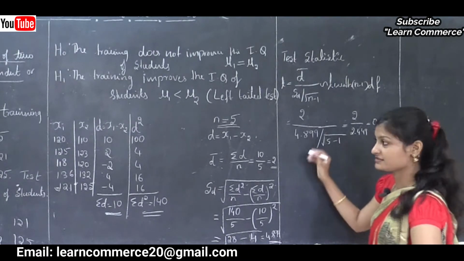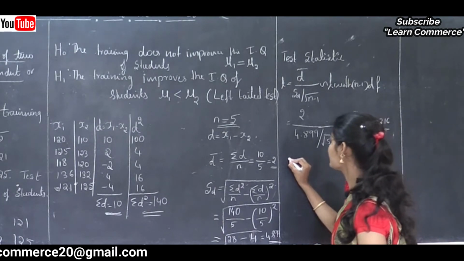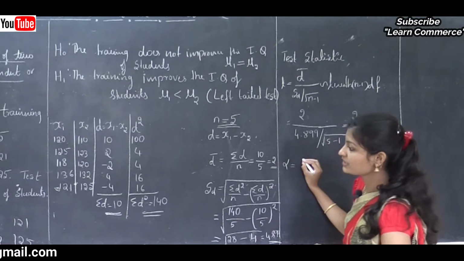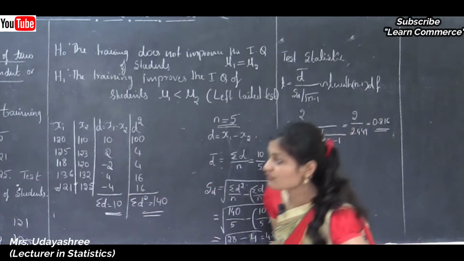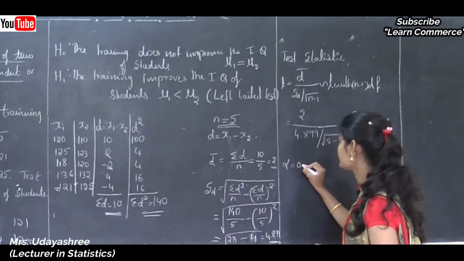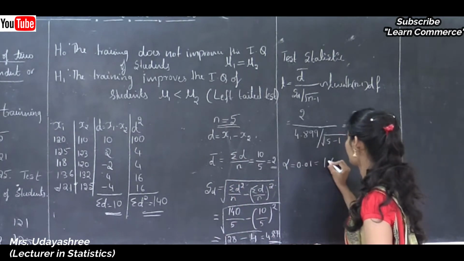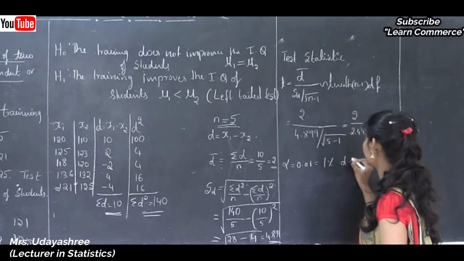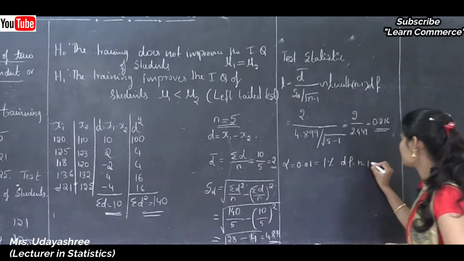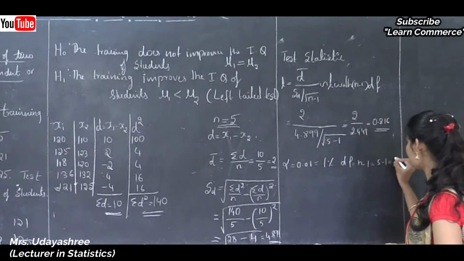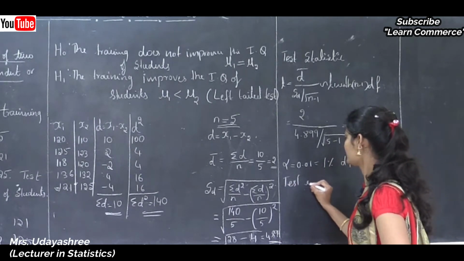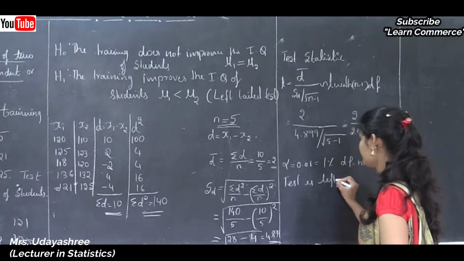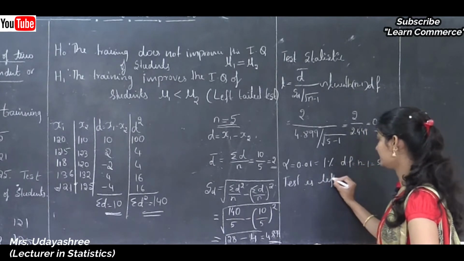This is step 3. Next, step 4: what is alpha here? Alpha is 0.01, that is 1%. And the degrees of freedom is n minus 1, so here n is 5, and 5 minus 1 is 4. And here the test is a left tail test, that is, a one tail test.